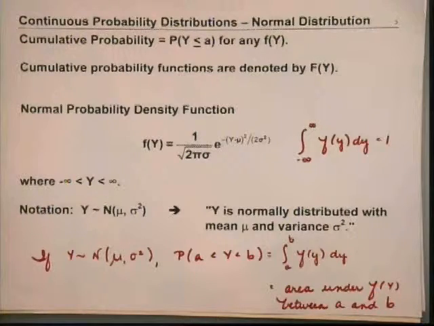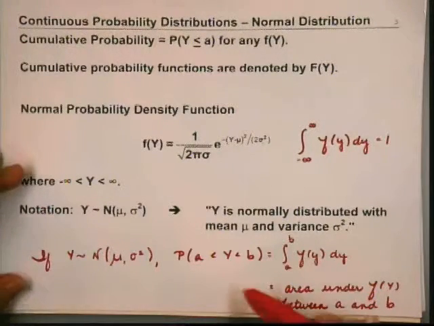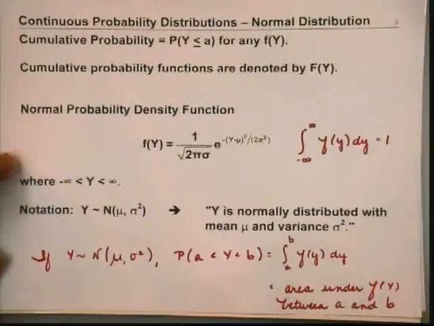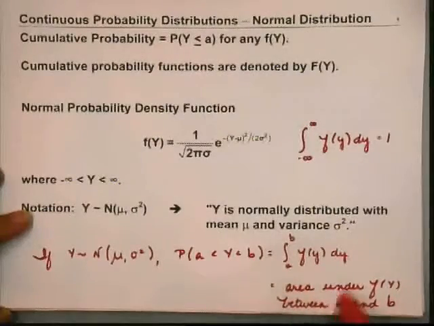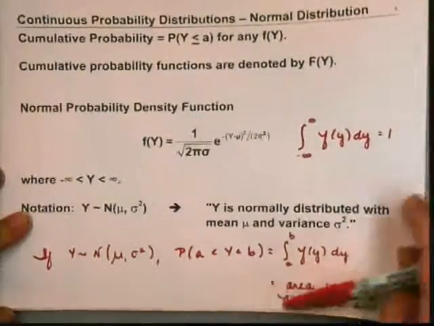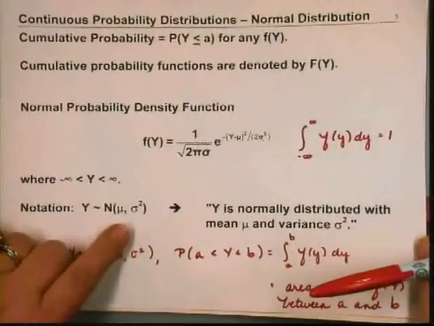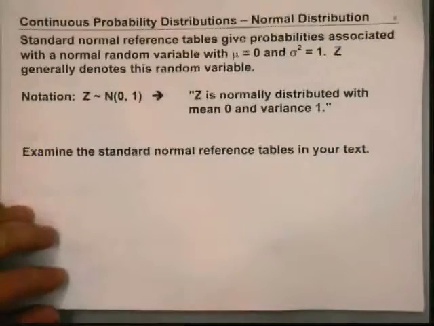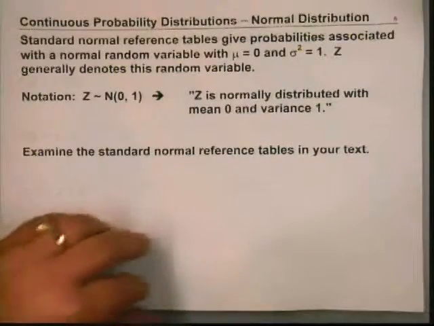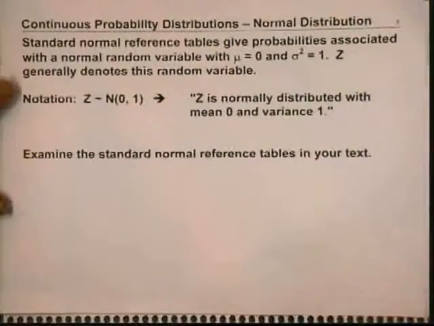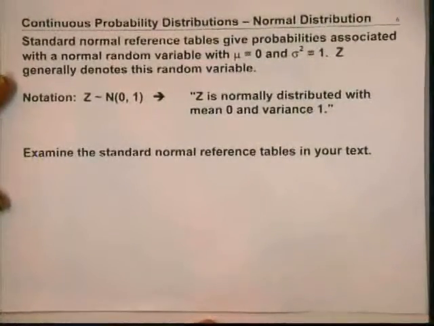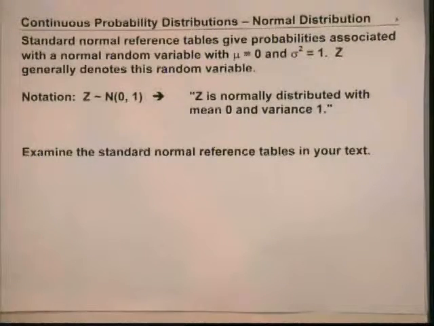Okay, so you don't need to know any calculus, all right? For those that do, I just put it in there to help fill in some of the gaps. So we want to be able to figure out what this area under the curve is. So let's back things up a little bit and not talk about every possible normal distribution, but let's just talk about one in particular. The normal distribution we're going to start with here is referred to as a standard normal. And the standard normal reference table gives us probabilities associated with a normal random variable that has a mean of 0 and a variance of 1.